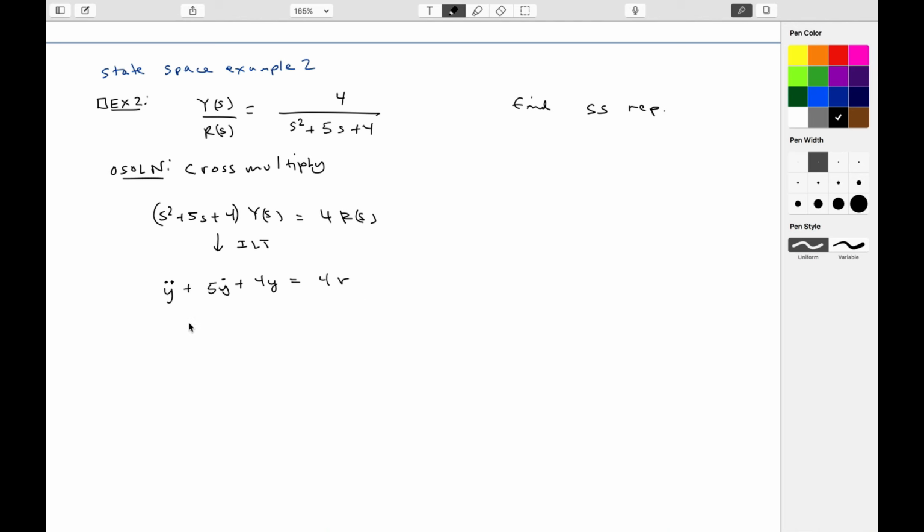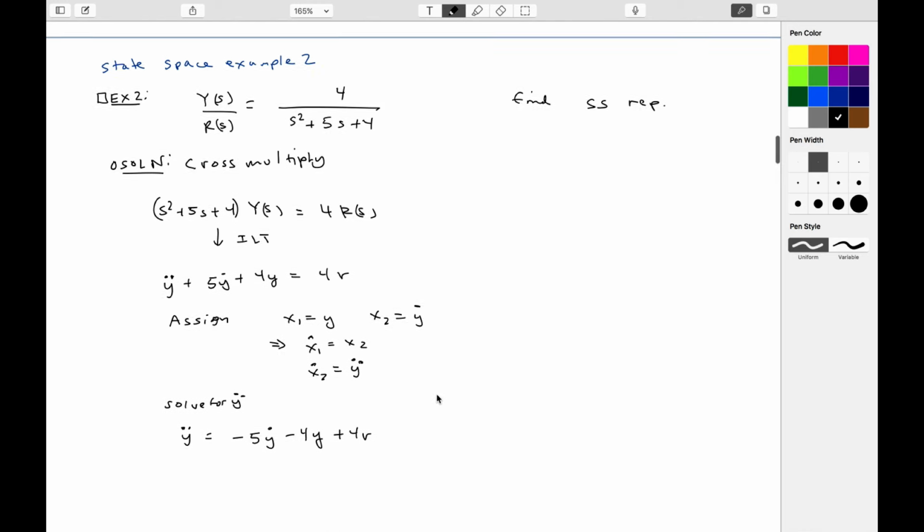Okay, now the next thing I want to do is assign. So let's start by assigning in the following way: x1 is equal to y, x2 is equal to y dot. Alright, this implies that x1 dot is equal to x2, and x2 dot is equal to y double dot. So now we will solve for y double dot, and when we do so, we'll get the following: y double dot is equal to minus 5 y dot minus 4 y plus 4 r.